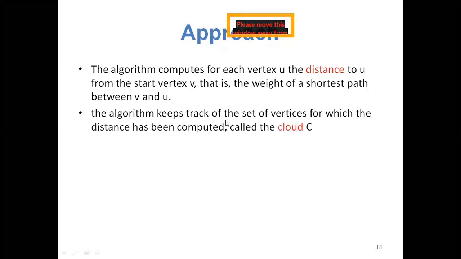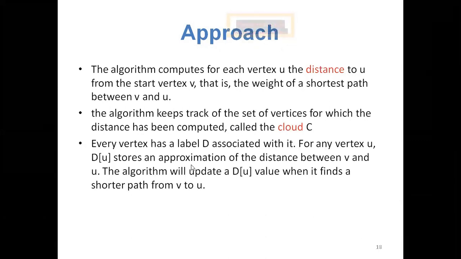The algorithm keeps track of the set of vertices for which the distance has been computed, called the cloud C. Every vertex has a label D. We are giving the label D for each vertex associated with it. For any vertex U, D of U stores an approximation of the distance between V and U. The algorithm will update a D of U value when it finds a shorter path from V to U.